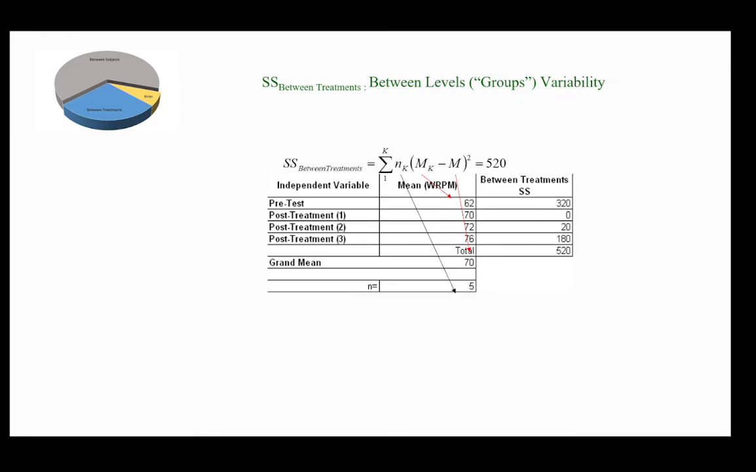Okay, and then there's the between treatments, which is the same as what we've done before. I take each treatment mean, subtract from it the grand mean, square it, multiply it by the number of people, which in this case is 5, and then sum it all up. So the total for the between treatment sums of squares is 520.